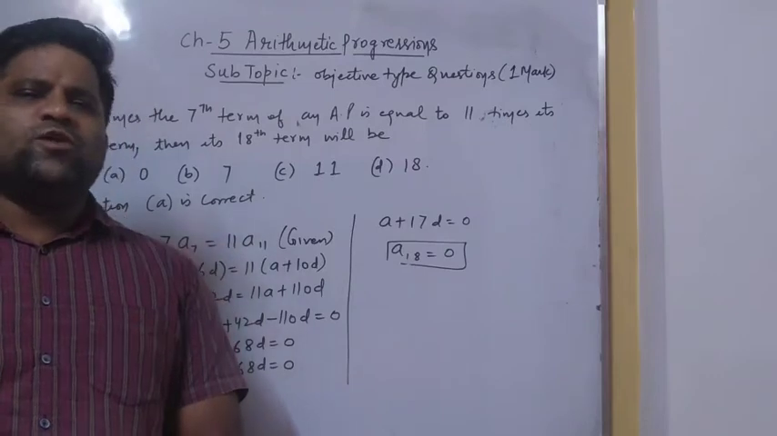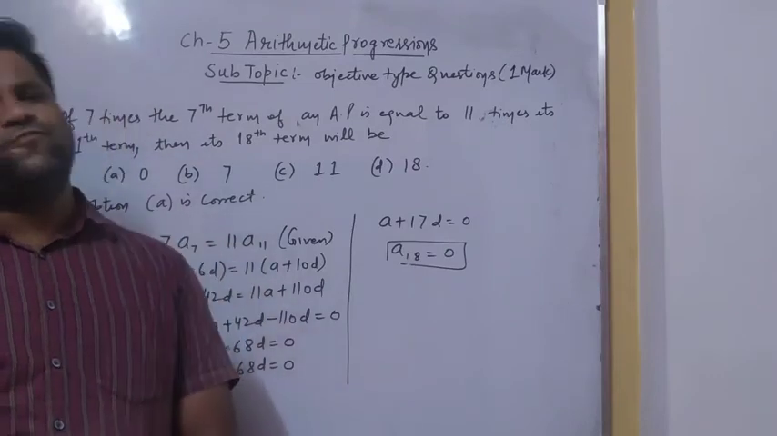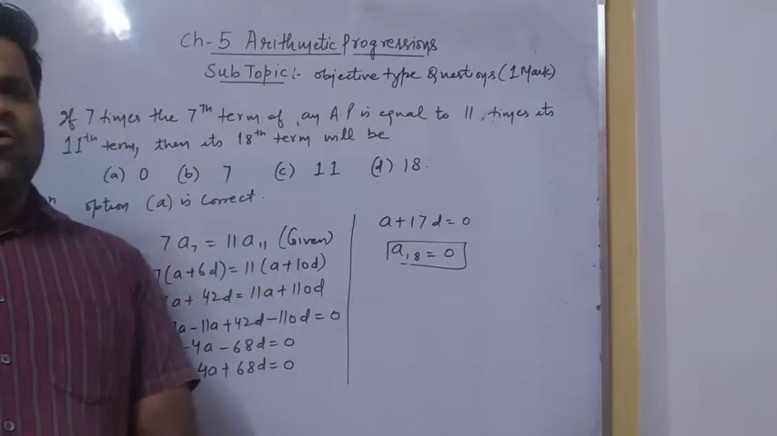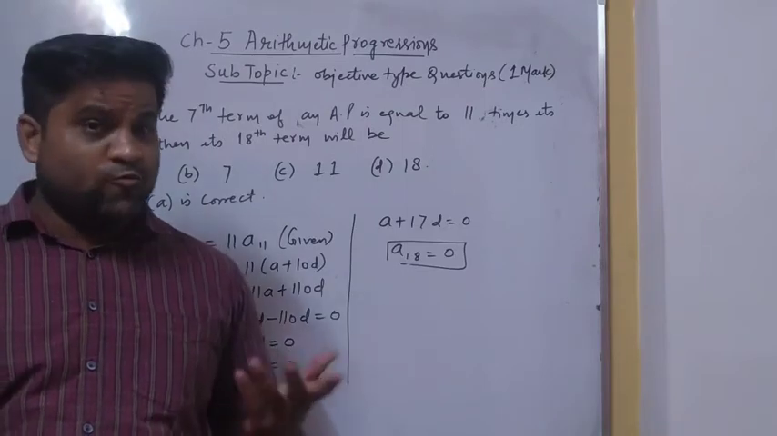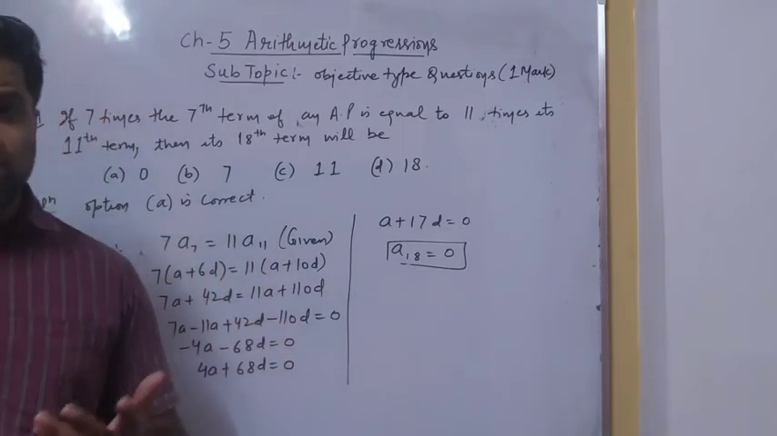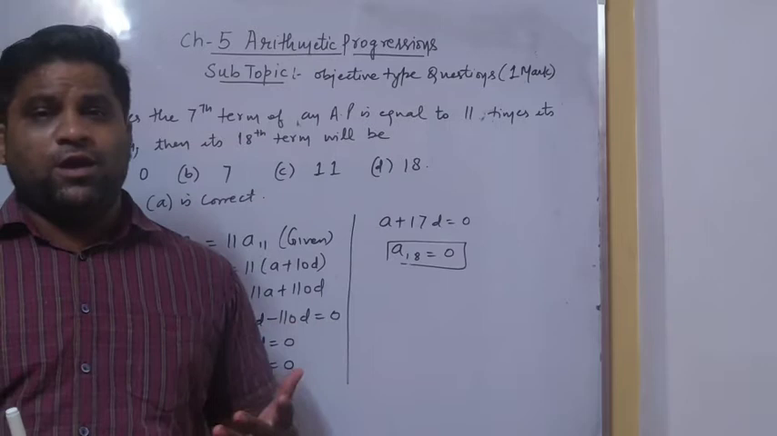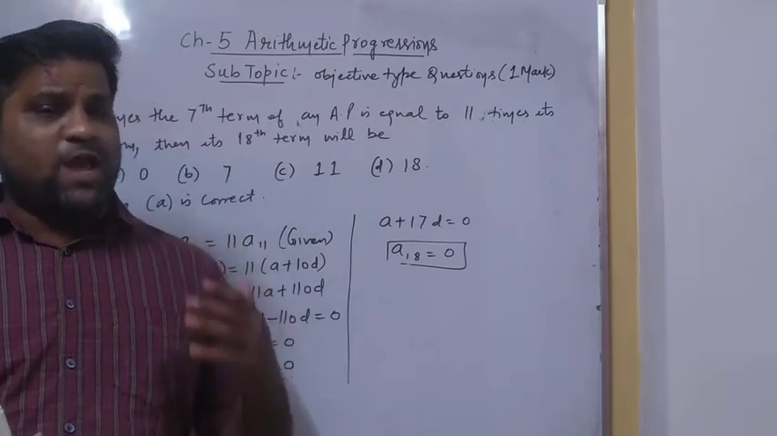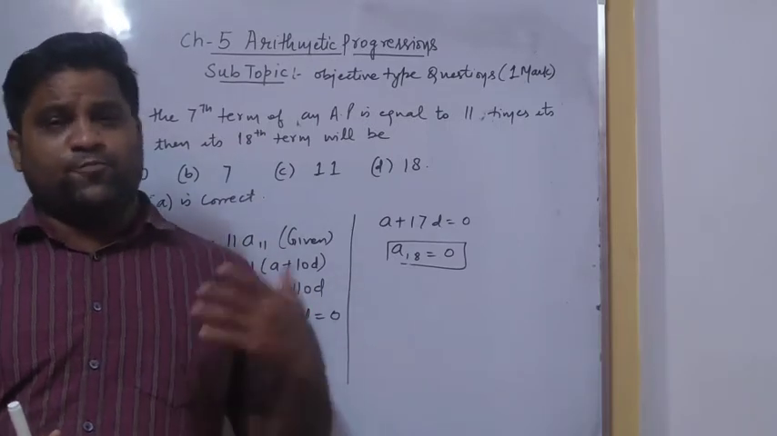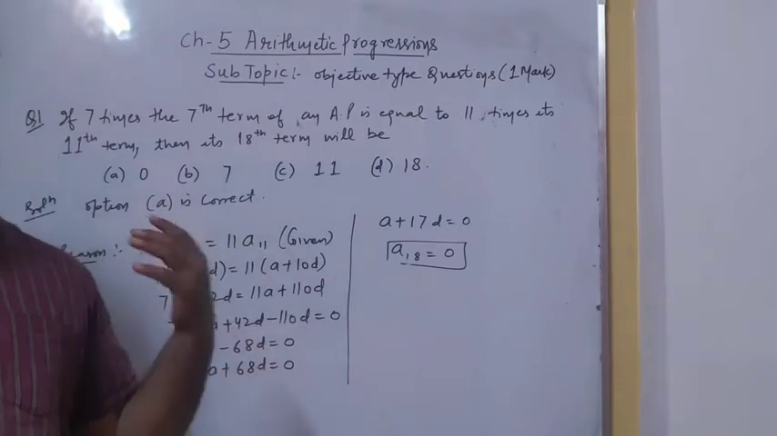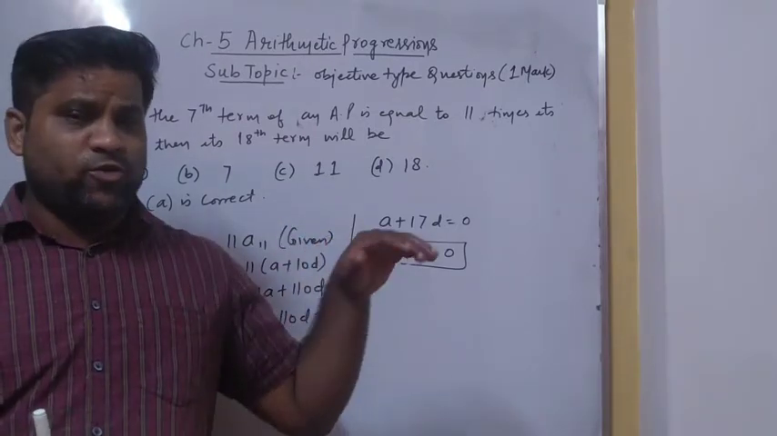In the last video lectures, we studied chapter number 5, arithmetic progressions: what is an arithmetic progression, how to find the nth term of an AP, and how to find the sum of the first n terms of an AP. On the basis of this concept, we have done exercise 5.1, 5.2, 5.3 and some extra questions also in some video lectures.